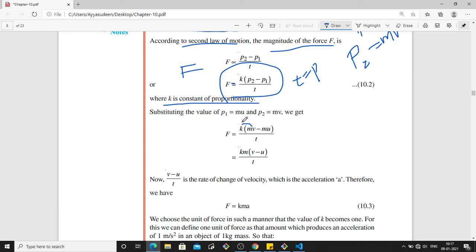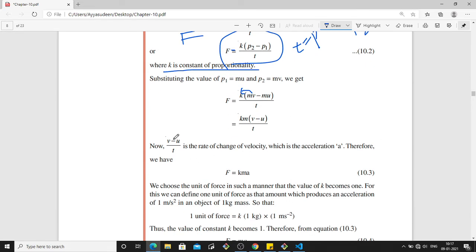So it will be taken as common, K m (v minus u) by t. Now (v minus u) by t is the rate of change of velocity, because v is the final velocity and u is the initial velocity, divided by time. We know that the rate of change of velocity is the acceleration a. So (v minus u) by t will become a, and the equation will become F is equal to K m a. So it will be K m a.